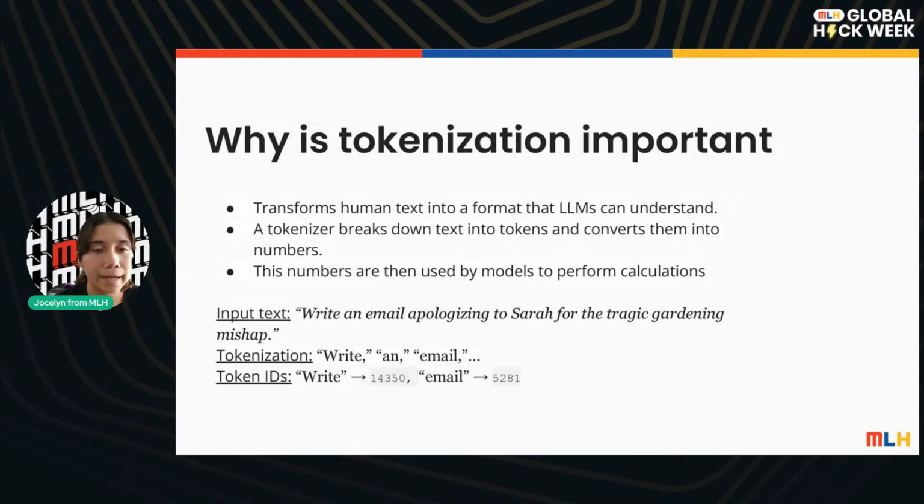And here's a bit more of an explanation of tokenization. It basically transforms human text into a format that all LLMs can understand, because at the end they're just machines that don't understand human text. A tokenizer breaks down text into tokens and converts them into numbers. So you have your words and it will convert that into numbers. And these numbers are the ones that are used by models to perform the calculations that we want, and these calculations are just an answer for us.